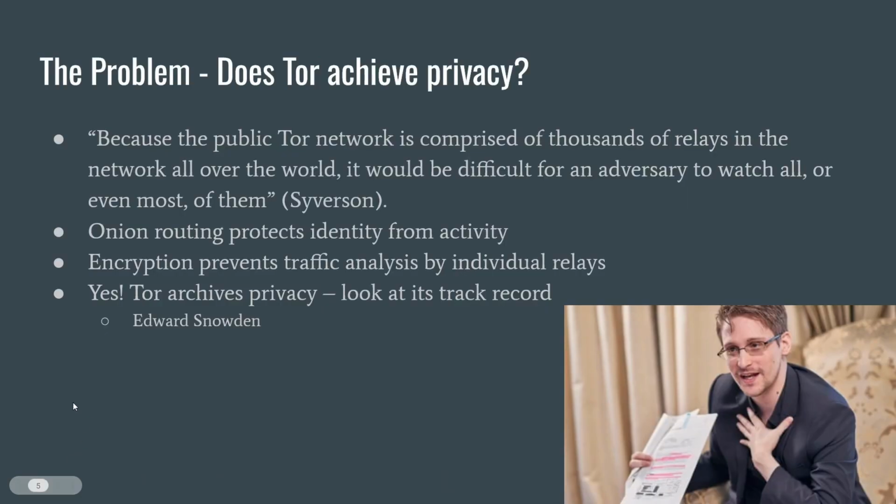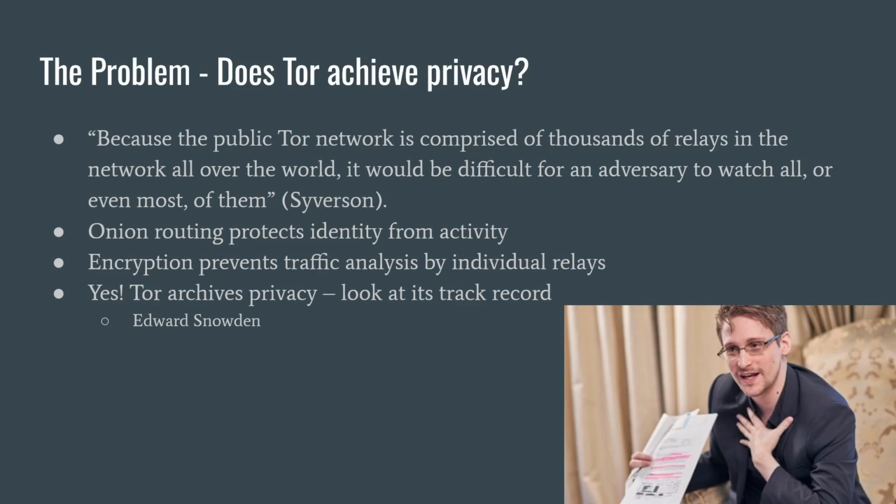So the problem: does Tor achieve privacy? Syverson says, because the public Tor network is comprised of thousands of relays all over the world, it would be difficult for an adversary to watch all or even most of them. And this sums up Tor pretty well because there's so many relays in the world, and relays are being constantly added by new volunteers. So it's very difficult to determine who the client is and what they're trying to access.